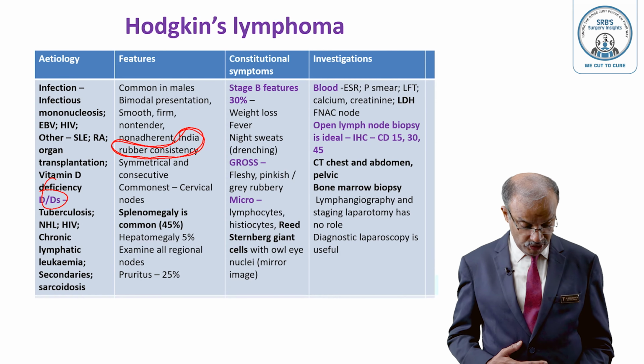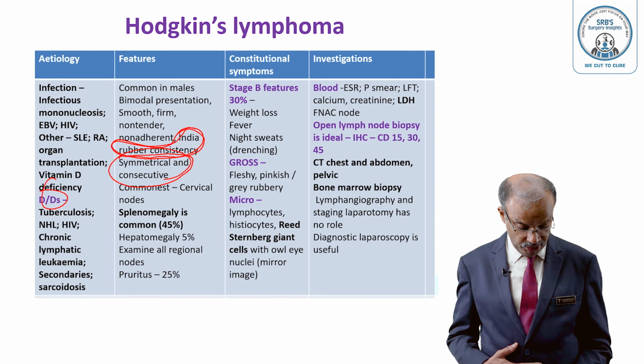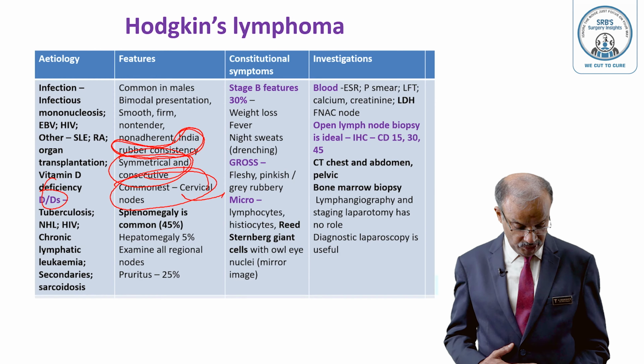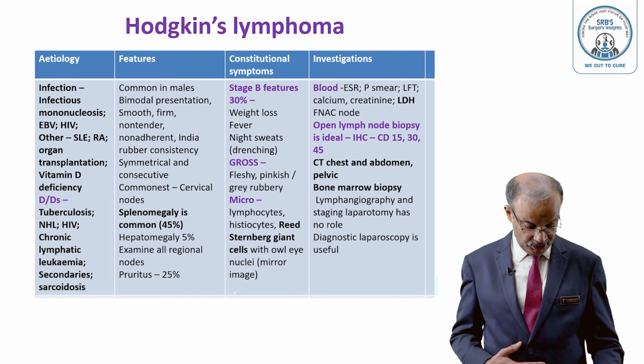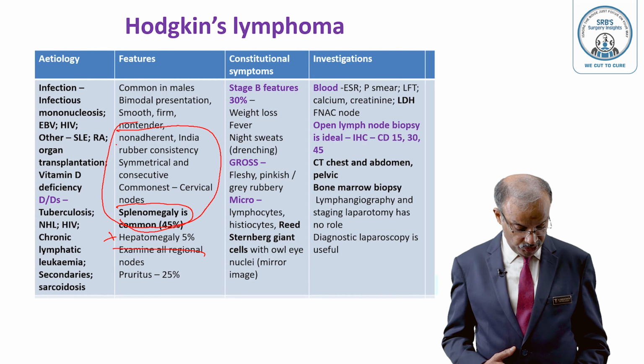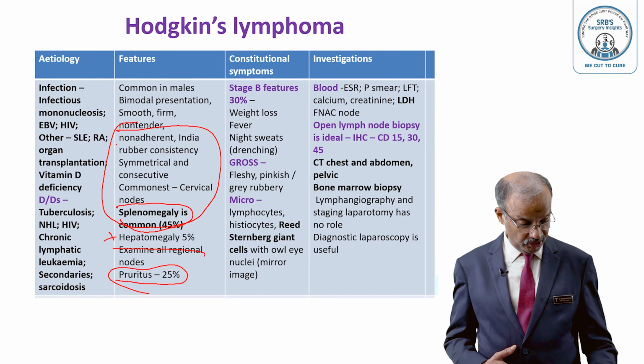Contiguous group of lymph nodes, symmetrical, and these are the two very important things. Commonest is an MCQ question: cervical lymph node, contiguous group, India rubber consistency, typical thing. Splenomegaly again is common, all these are the common features. Remember, hepatomegaly is uncommon. Examine all regional nodes, important. Pruritus in 25% of patients.